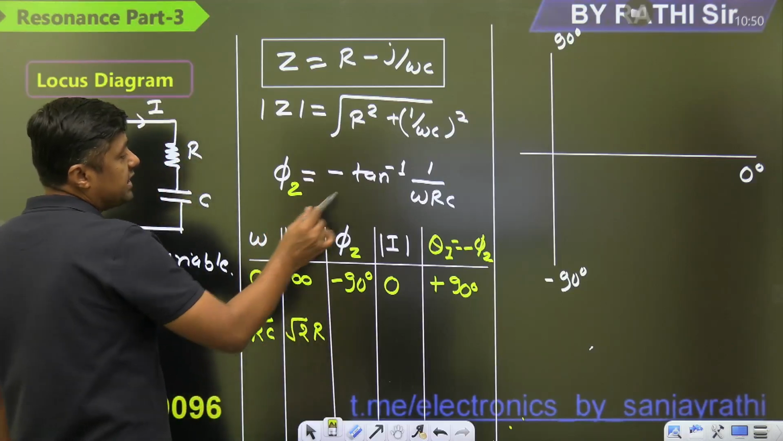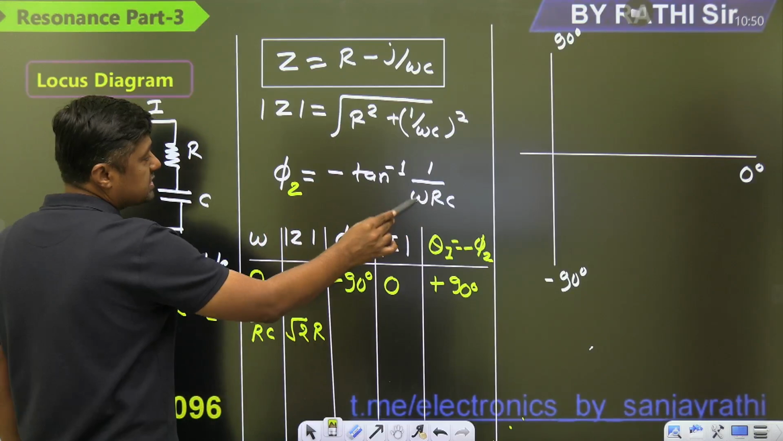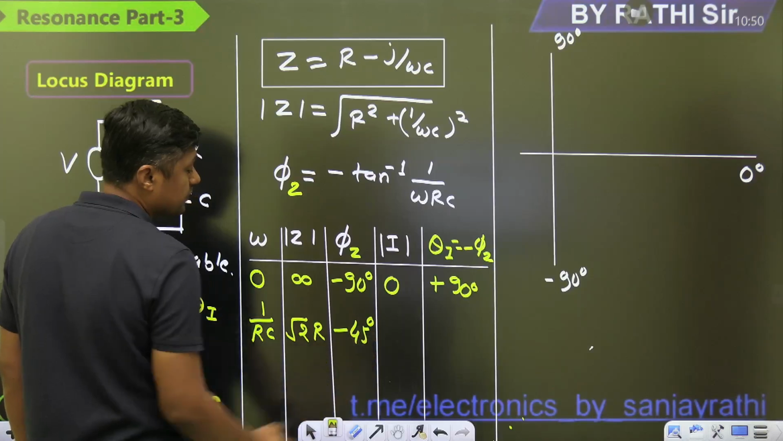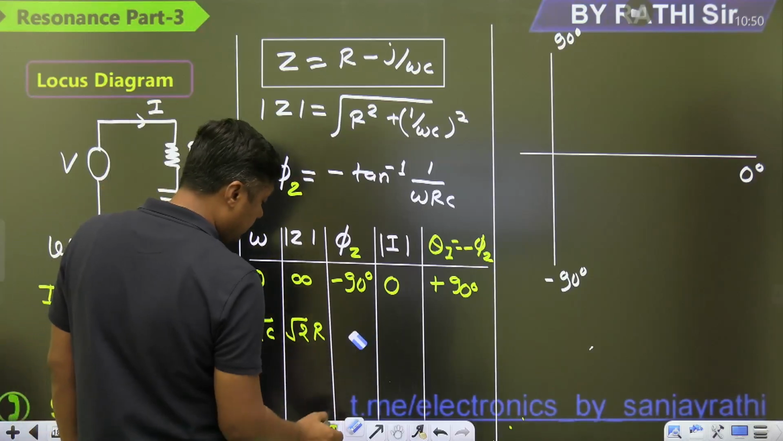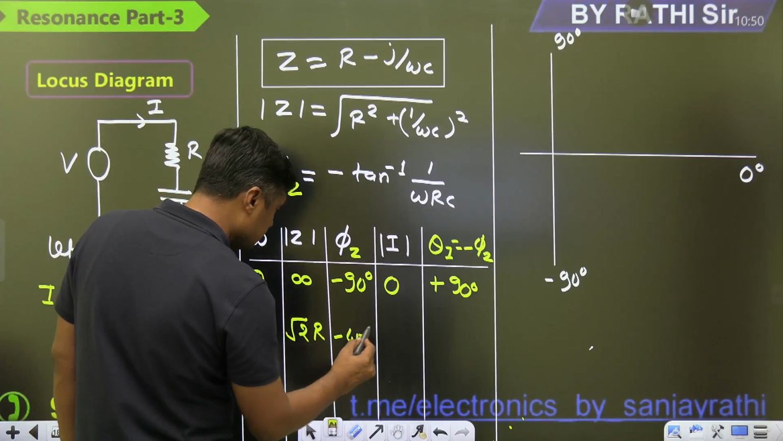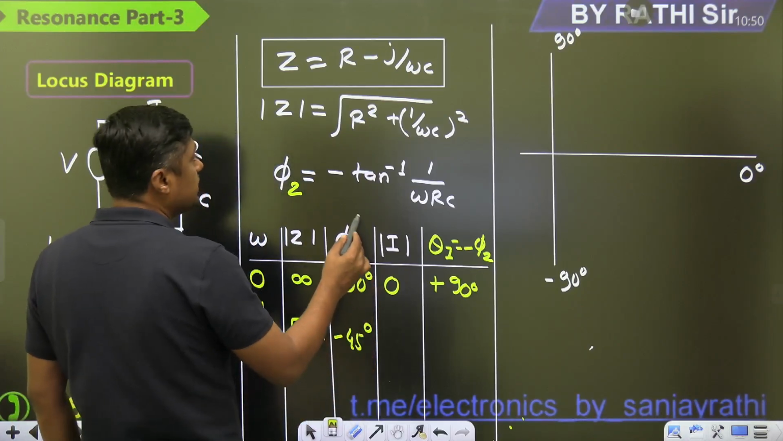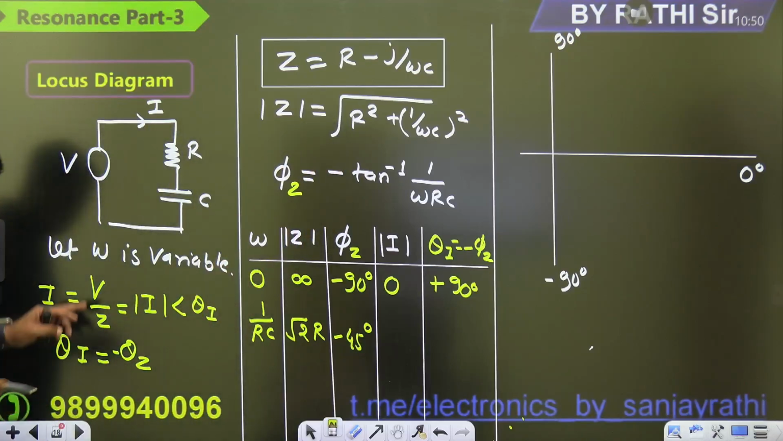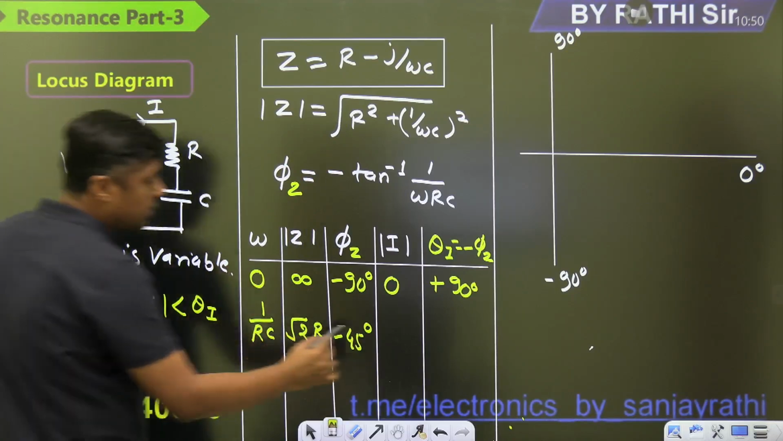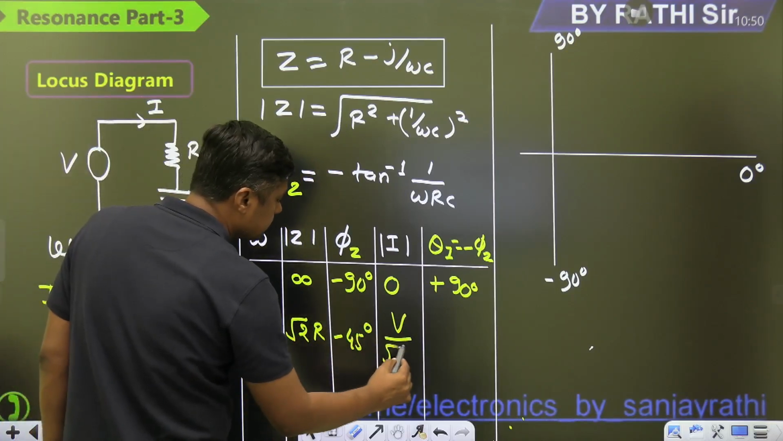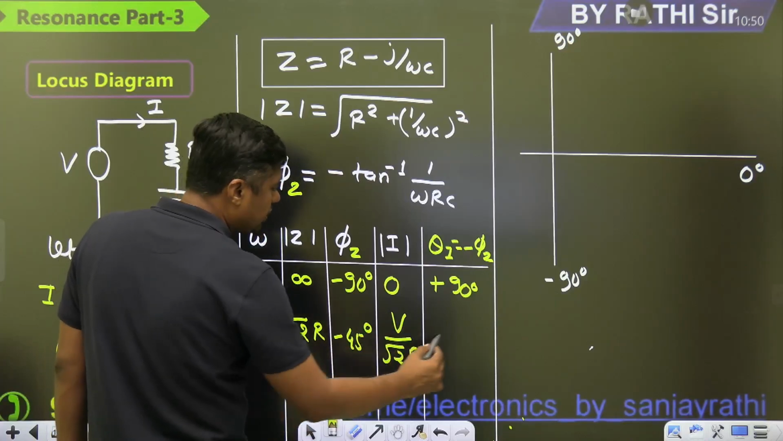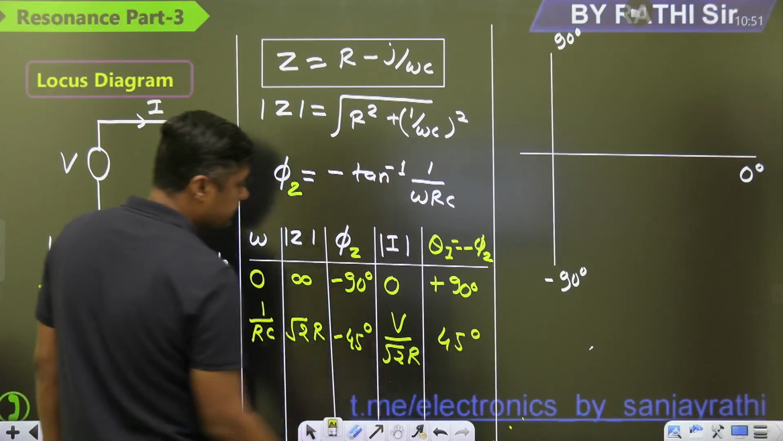Then what is the phi z? If it is 1 by RC, RC cancels, tan inverse of 1, it will become minus 45 degree. What is I? The impedance is root 2 R, so the magnitude will become V by root 2 R. And what is the angle? If it is minus 45, it will become plus 45.